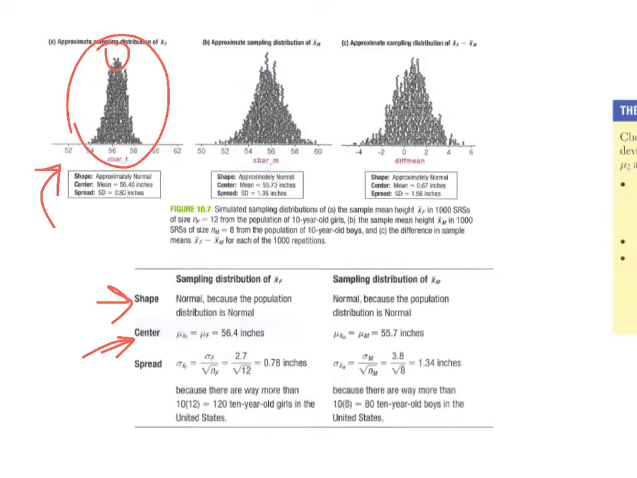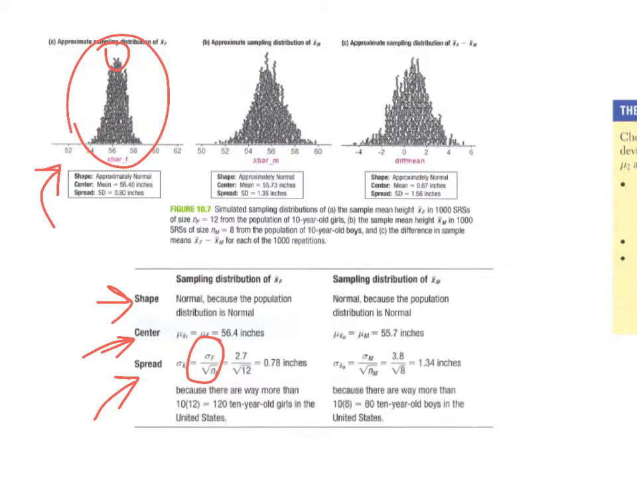on our curve. And our spread here, okay, is calculated using our formula here, because each sample, so remember this is a sampling distribution, so this is 1,000 different samples. Each sample is 12 girls. So when we do our 10% conditions, there are more than 120 10-year-old girls in the United States. So we can use that formula for spread.